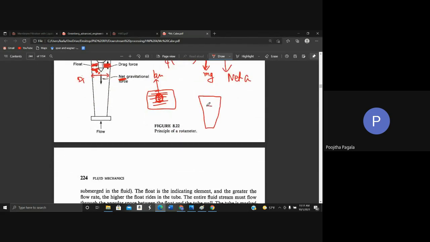which follows this linear relation, and initially when I'm sending a fluid of flow rate 5 liters per minute, 5 LPM, the height of the rotameter was 10 centimeters. Now if the height of the rotameter is 15 centimeters, what is the rate of fluid flow? Can you tell me this?